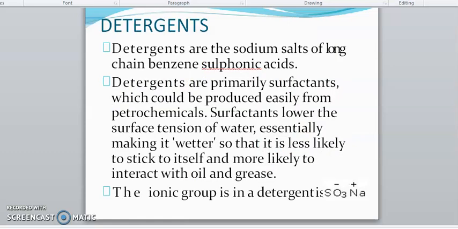Now we discuss the detergents. Detergents are the sodium salts of long chain benzene sulfonic acids. Detergents are primarily surfactants, which can be produced easily from petrochemicals. Surfactants lower the surface tension of water, essentially making it wetter so that it is less likely to stick to itself and more likely to interact with oil and grease. The ionic group of the detergent is SO3- Na+, while in soap it was COO- Na+.